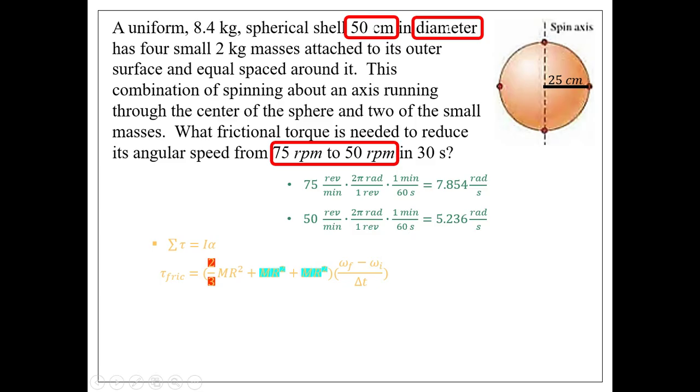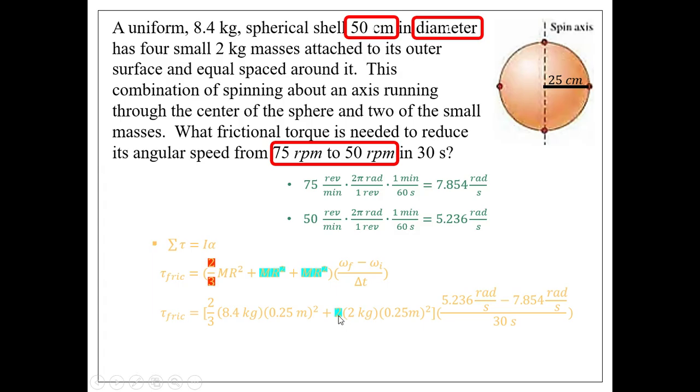So here we're given a bunch of information already, right? I'm just going to go ahead and plug in m of the sphere, which is 8.4 kilograms. That's given. Once again, the radius of the sphere is 0.25 meters. Make sure you convert, and then don't forget to square that.